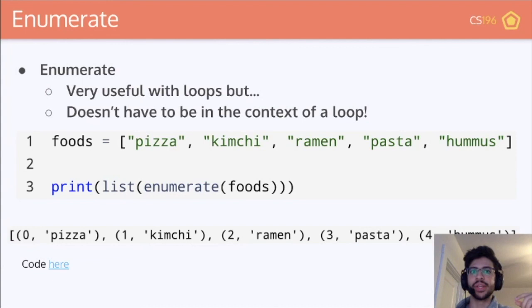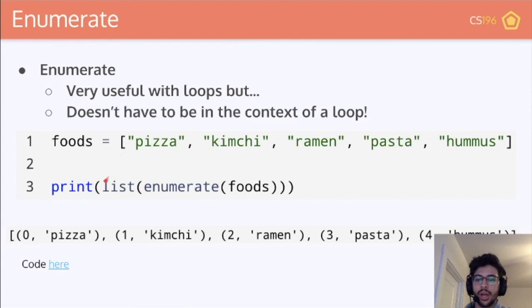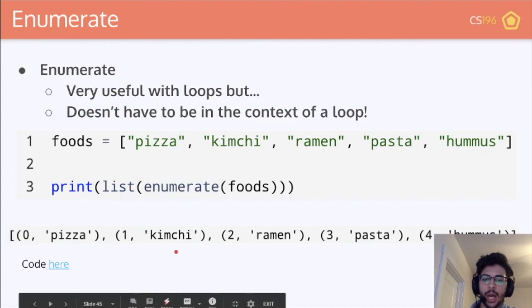But in Python, enumerate does this for you. And so if you don't want to do it in the context of a list, in the context of a loop, you can actually just use it just like this, enumerate foods. Enumerate returns what is called an enumerate object. So if you want to display it nicely, you would just want to wrap it in a list, cast it to a list, and you would get an output just like this.